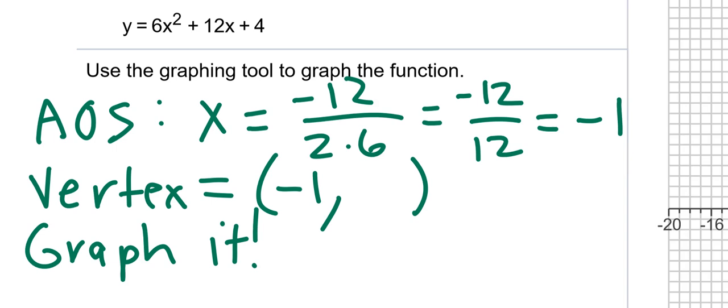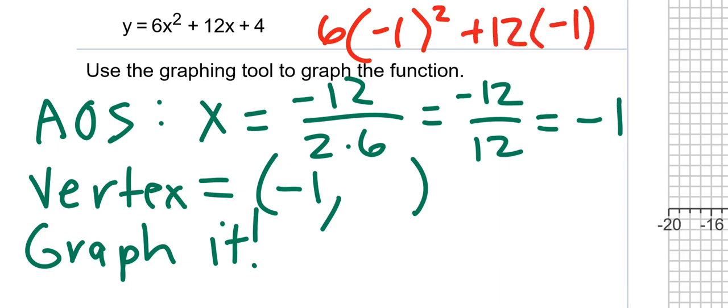Bigger number? The vertex won't be a bigger number. But it does grow very fast, this particular parabola does. I'm getting -2. Okay, so this is what I'm doing. This is what I'm typing in the red at the top. Parentheses are important here, folks. You should end up with a -2, I believe. 6 minus 12 plus 4 is -2. Okay?